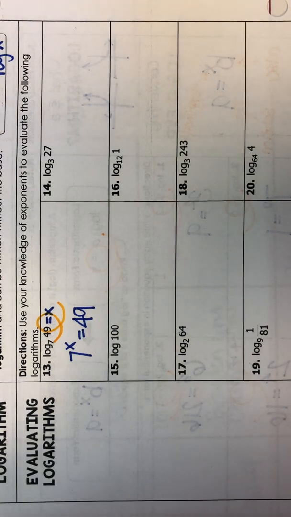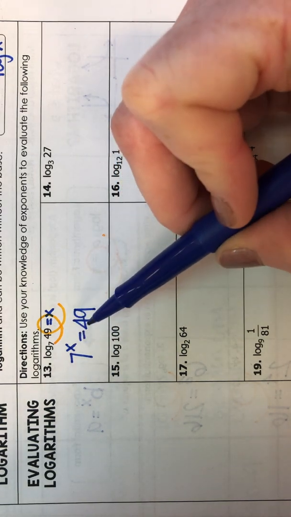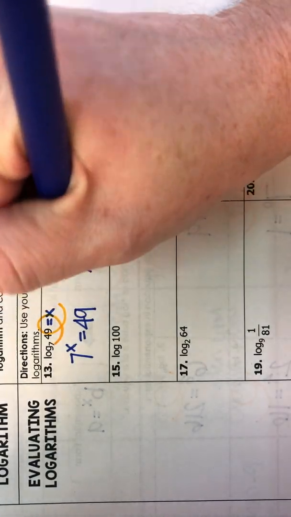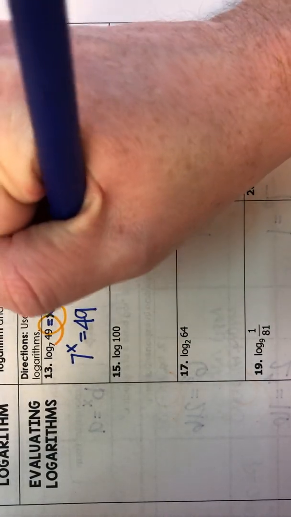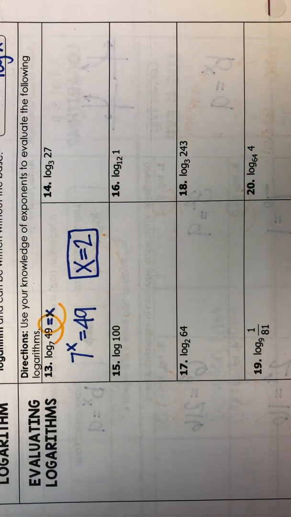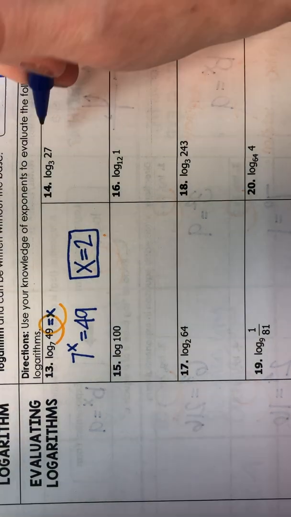Now I'm just going to use my common sense skills. I'm not going to use a calculator. And I'm going to ask myself, what power can I raise 7 to give me 49? And the answer is 2. 7 squared is equal to 49. Okay? All right, next, number 14.